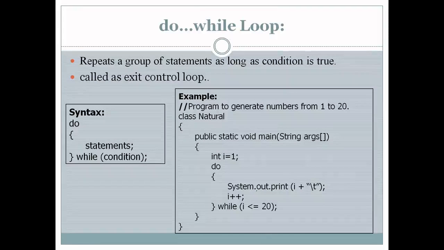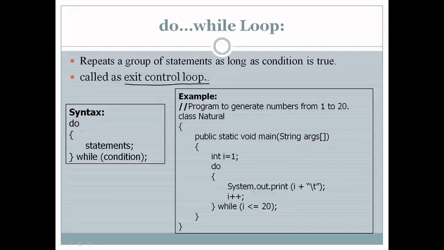The next type of loop is the do while loop. Again, the do while loop is also used to repeat some set of statements as long as the condition is true. But this is an exit controlled loop. Unlike the while loop, the do while loop is exit controlled, meaning the condition is not checked at the beginning, but the condition is checked at the end of the loop.